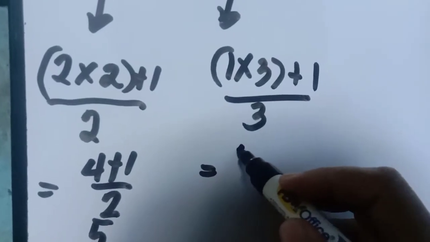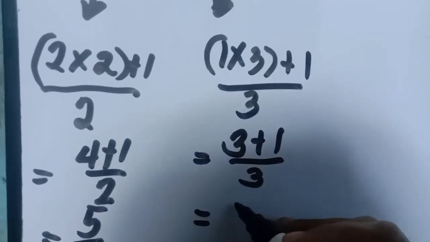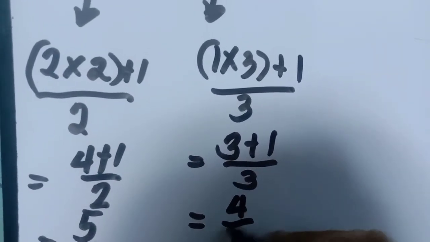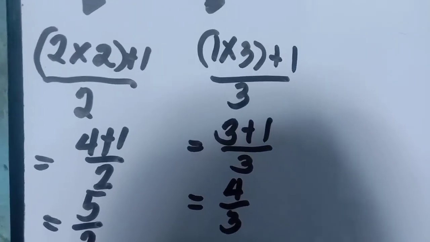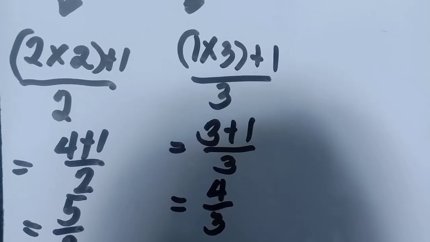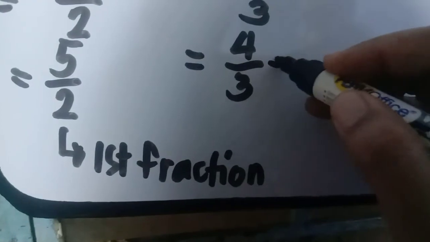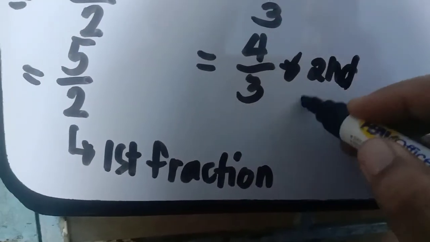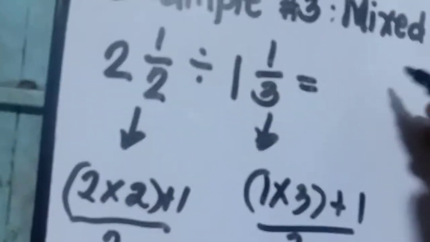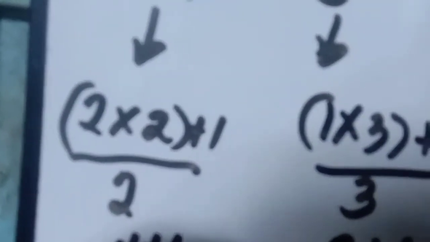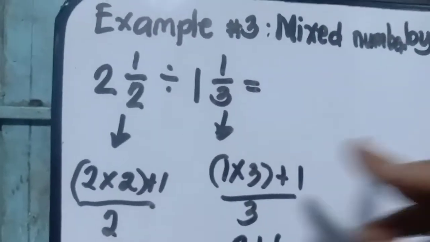1 times 3 is 3 plus 1. Copy the denominator. 3 plus 1, 4. So our first fraction is 5/2. Then, second fraction. Okay. So, simulan na natin to divide on how to divide mixed number with mixed number.